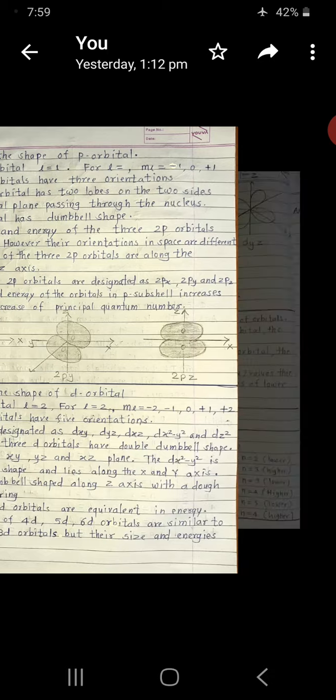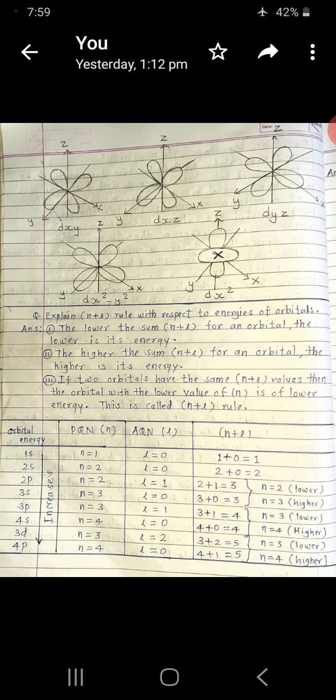Okay, so this is the shape of d orbital. First is dxy, then dyz, dxz, and dx square y square, and dz square. Okay, so this is the shape of d orbital.